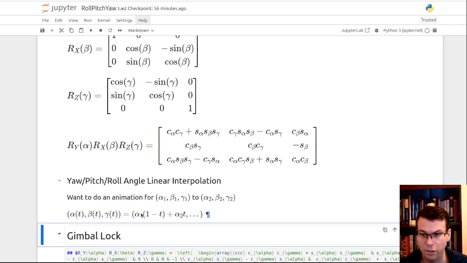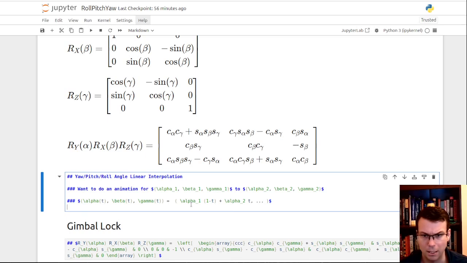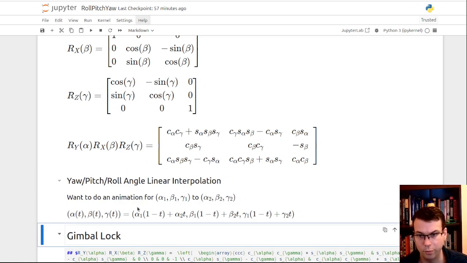Okay, so just to show you here, if I plug in t equals 0, this is going to start at alpha 1. If I plug in t equals 1, that's going to go to alpha 2. And then it's the same exact thing for beta and gamma. So you start at the first one, and you go to the second one at a constant rate. So this is called linear interpolation. So we're doing linear interpolation of these three angles to get me from one starting point to the other.